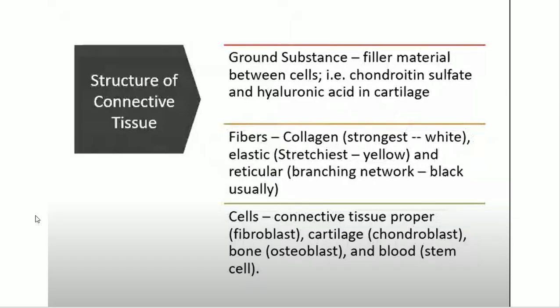Number two, you have to have fiber. So collagen is going to be thick and white usually. Now, in our slides, it's going to be stained pink. In real life, it's thick and white. Elastic fibers are going to be the stretchiest. They're going to look wavy, and usually they're stained yellow or black. And then reticular fibers, they look like tree branches. They are usually stained black or dark brown, and they are sharp and branching.